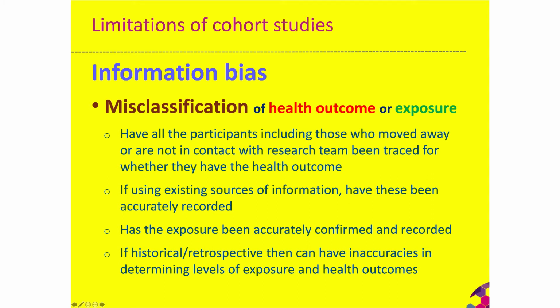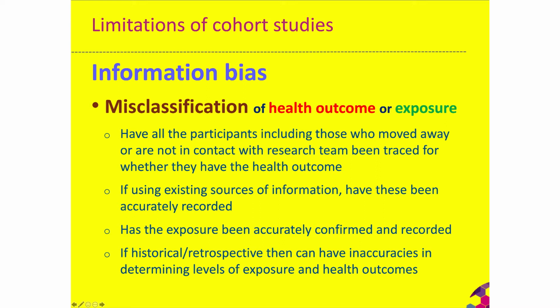The second type of key bias that affects cohort studies is information bias. The key information bias is misclassification of the health outcome or the exposure. What this means is that we have in some way not classified the exposure or the health outcome correctly. So if a person had a high exposure, we've classified them as having a low exposure. And if a person had a health outcome, we have classified them as having no health outcome, and vice versa.